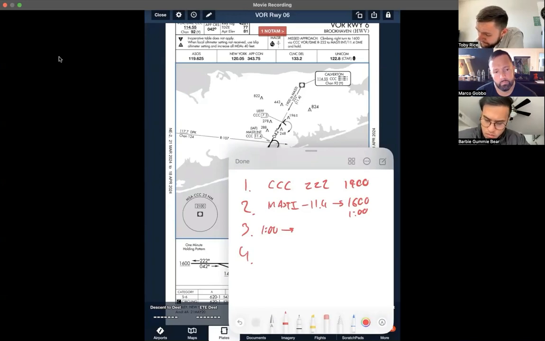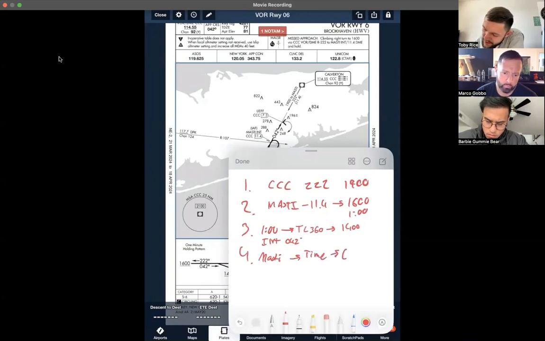Turn right. Let's say a turn left, 360, descend to 1400, and intercept. Intercept is 042 inbound. Cool. Then at MASTI, start your timer. Descend to 620. Right?